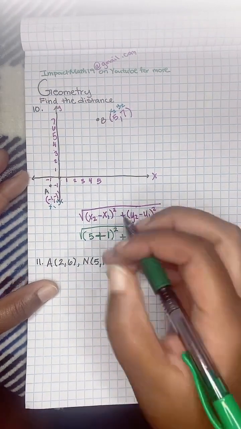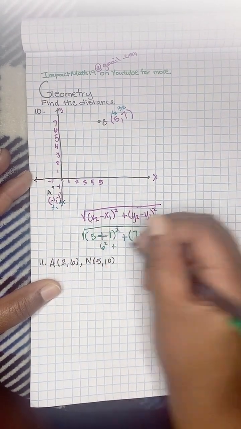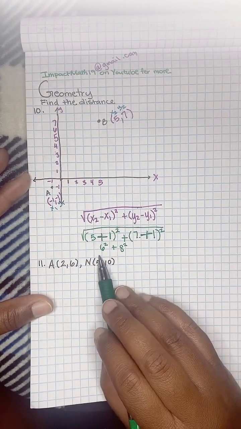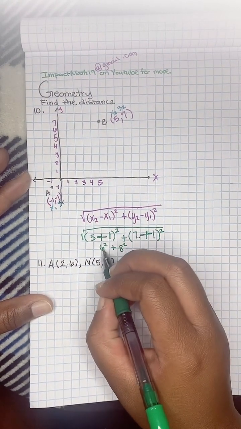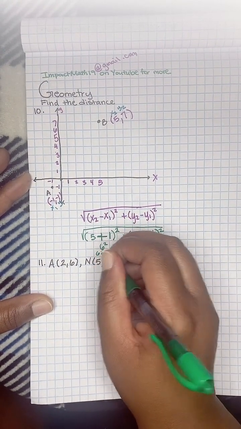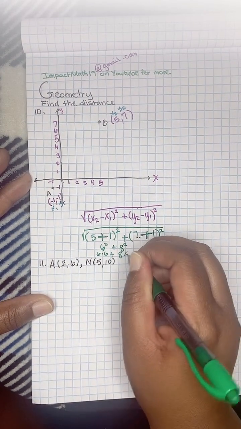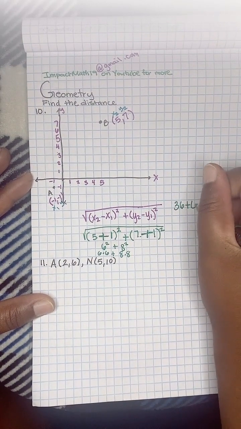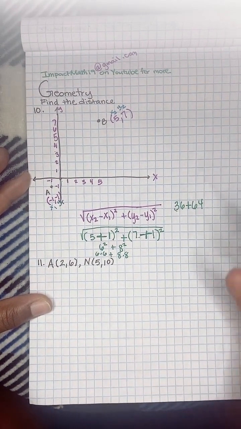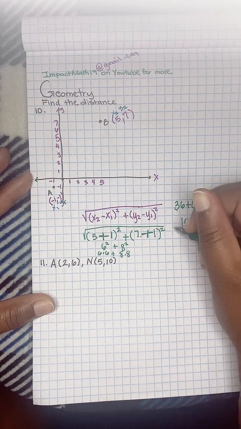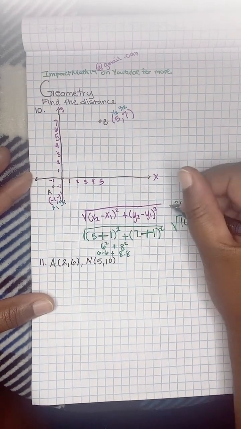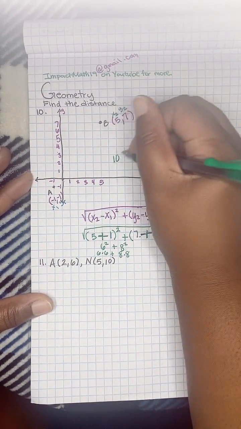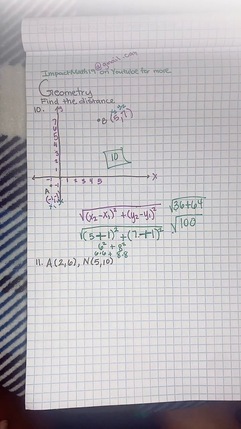Okay, so 5 plus 1 gives us 6 squared, plus 7 plus 1 is 8 squared. Remember, squared means 6 times 6 plus 8 times 8. So I'm going to move it over here: 36 plus 64, and 36 plus 64 is 100. But don't forget the square root. So the square root of 100 is 10, and that is our answer.